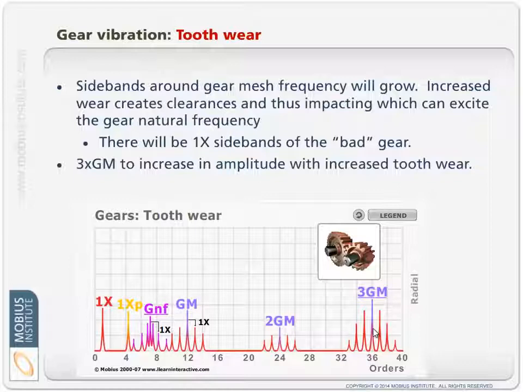Maybe the viscosity is incorrect. Maybe the wrong lubricant has been put in there. Perhaps the lubricant is contaminated with water or with particles that's causing that wear to occur.